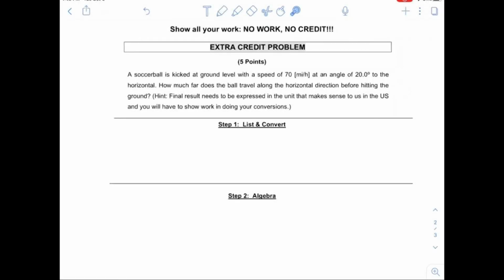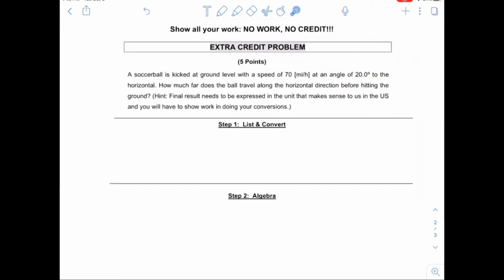Okay, so this problem is related to soccer. A soccer player is kicking the ball at 70 miles per hour at an angle of 20 degrees with respect to the horizontal. So that's the motion part.